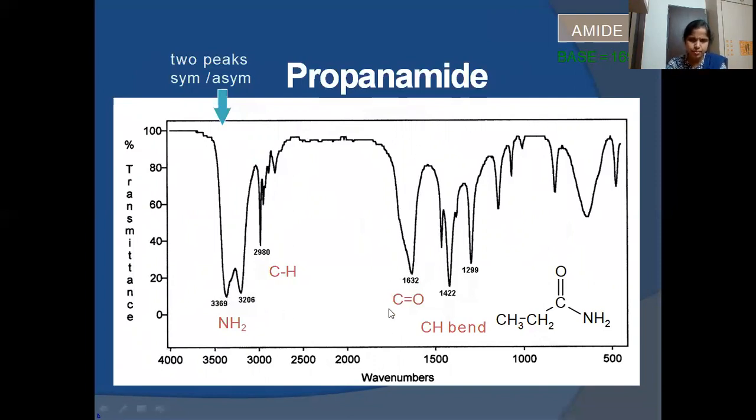So apart from C double bond O, if this is also there, then we can confirm that it is an amide functional group. Understood? Suppose there is no C double bond O, suppose this band is absent and we have only NH2, that is nothing but an amine, a primary amine. When it has both C double bond O and NH2, then we can say that it is an amide, a primary amide.